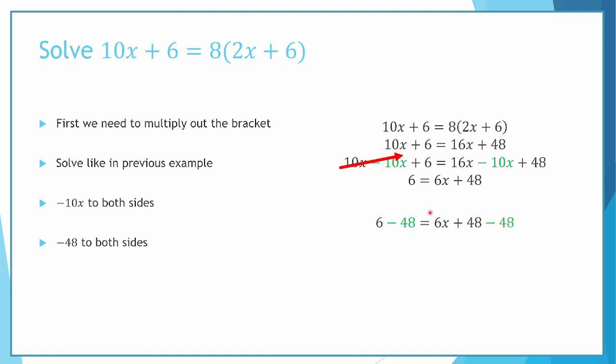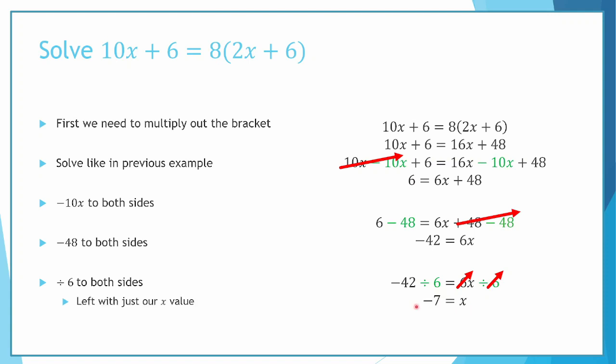So 6 minus 48 is equal to 6x plus 48 minus 48. Of course, these ones will cancel, so we're left with minus 42 on the left side, because 6 minus 48 is equal to minus 42, and that equals 6x. And then we're going to divide both sides by 6. So minus 42 divided by 6 is equal to 6x divided by 6. These will cancel, which gives us just x times 1 on the right. And on the left, we're left with just our x value. So x is equal to minus 7. And that's the solution to this equation here.